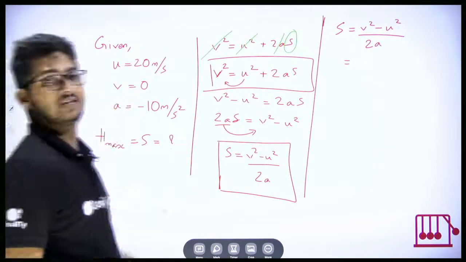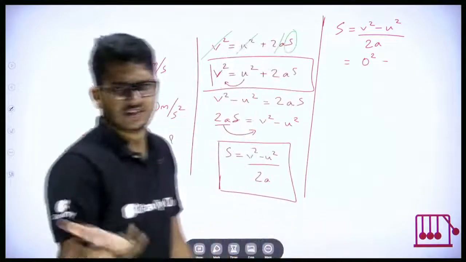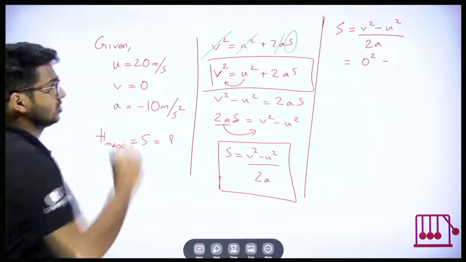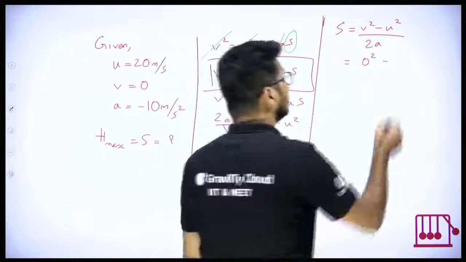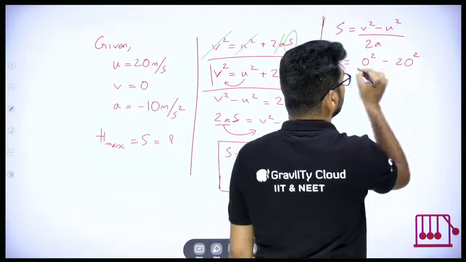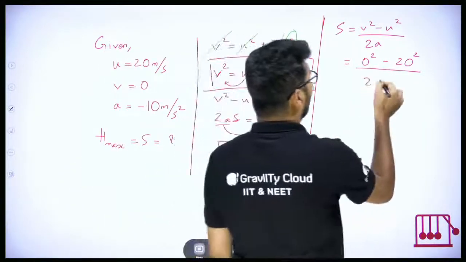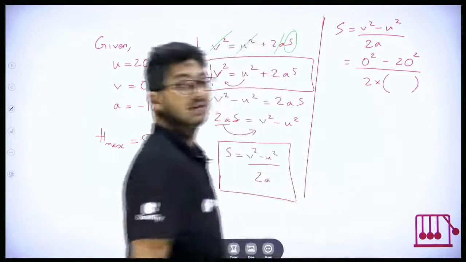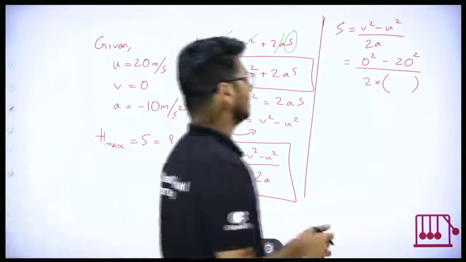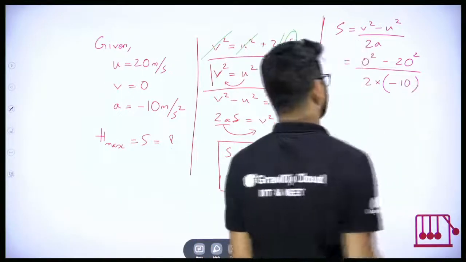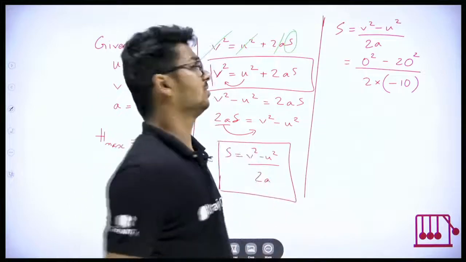What is v here? V is 0. So 0 square, which is 0 by the way. 0 into 0 is 0. U is 20 and you have to take 20 square. Do not forget the minus sign. It is minus here. Minus 20 square upon 2 into acceleration. What is acceleration? Acceleration is negative. So whenever you have negative, take brackets so that you will have no confusion. I'm using brackets here so that there will be no confusion.